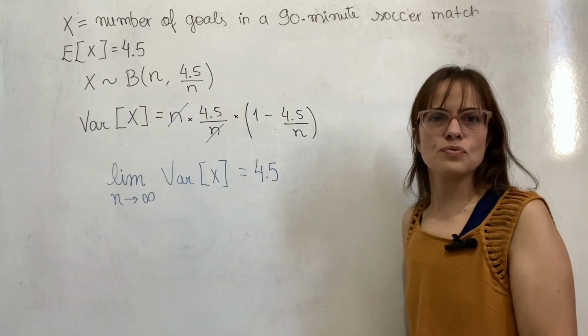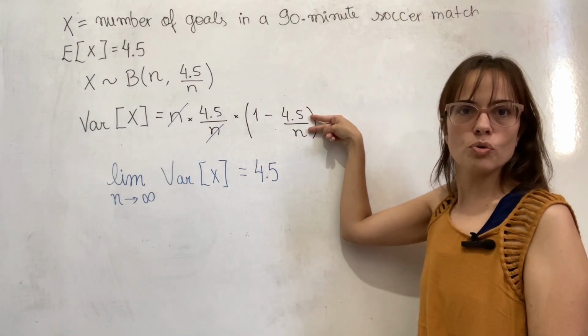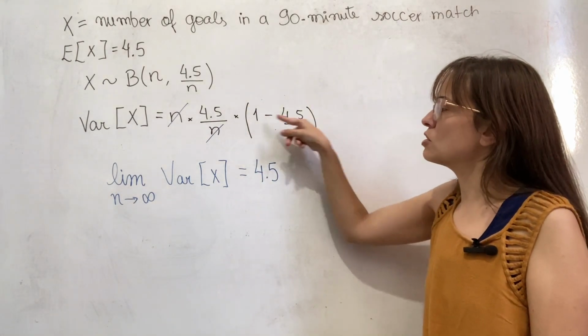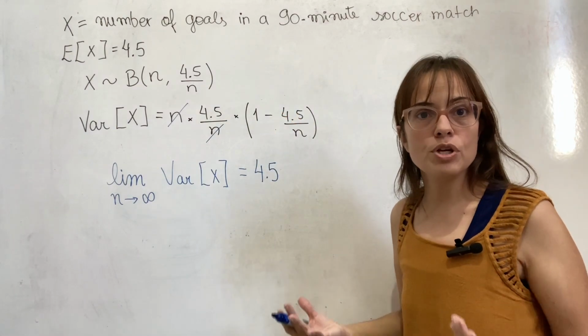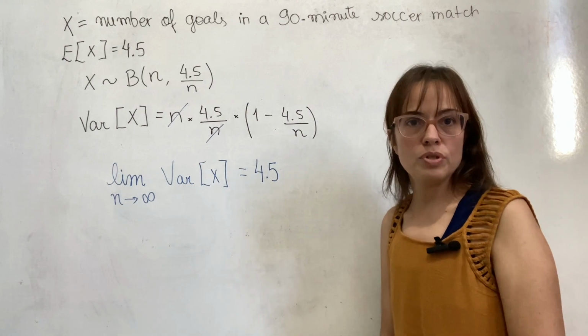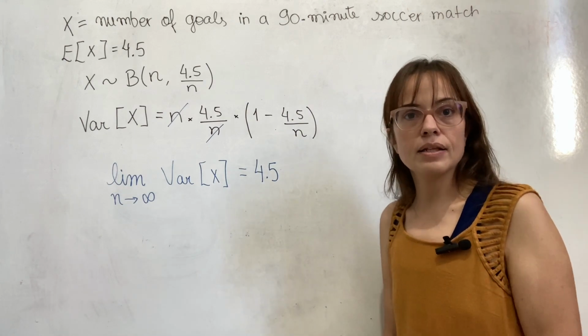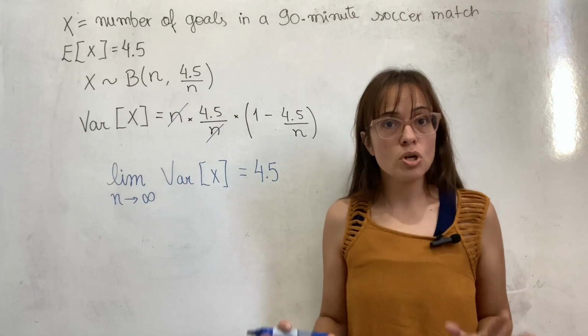Obviously, this limit is 4.5, right? Because this thing here, the fraction is going closer to 0 as n gets bigger. So 1 minus 0 is 1, 1 times 4.5. And there we go. We have the variance being equal to the expected value, exactly like we wanted for the Poisson distribution. So that is the definition of the Poisson distribution, okay?